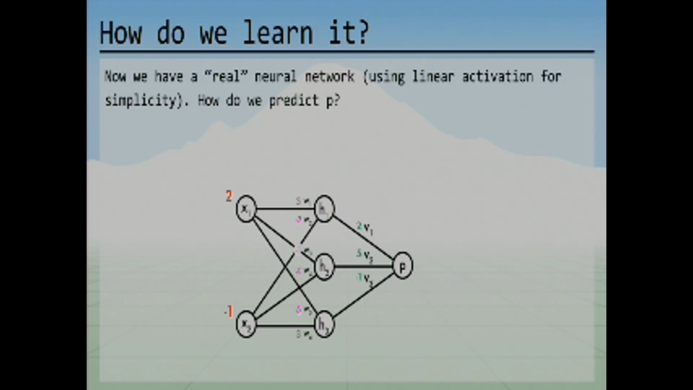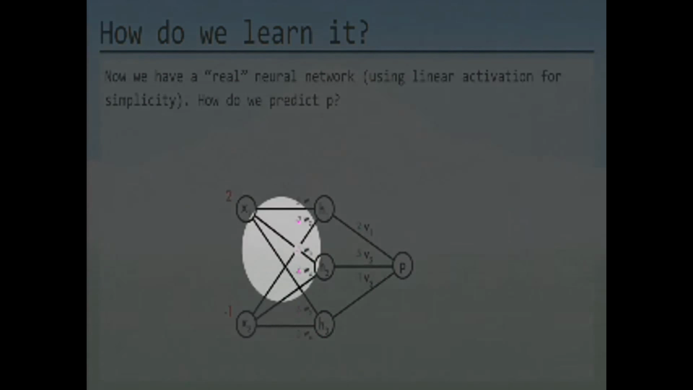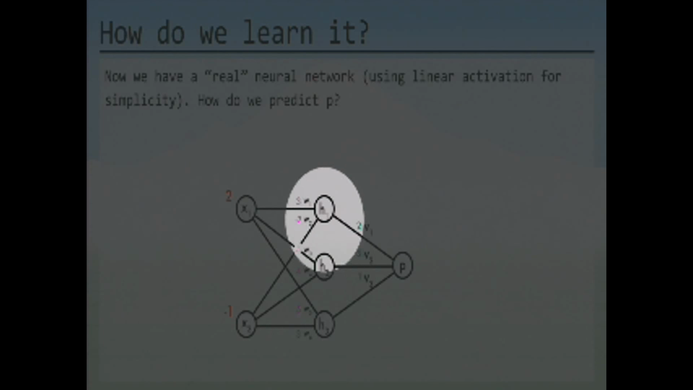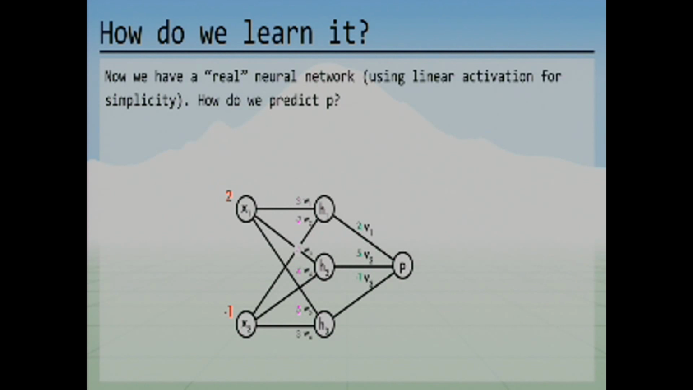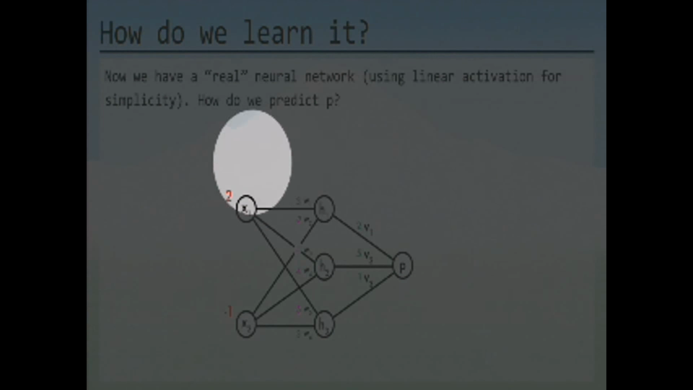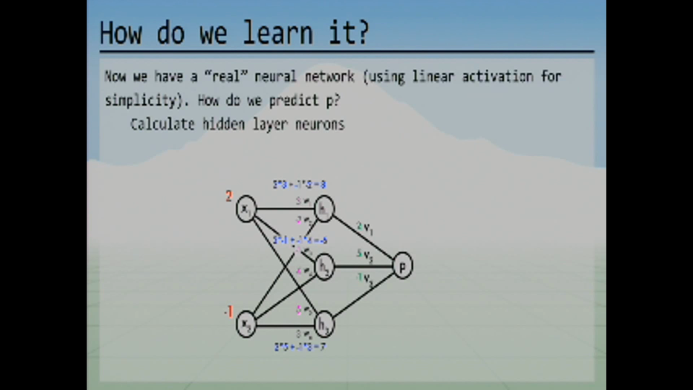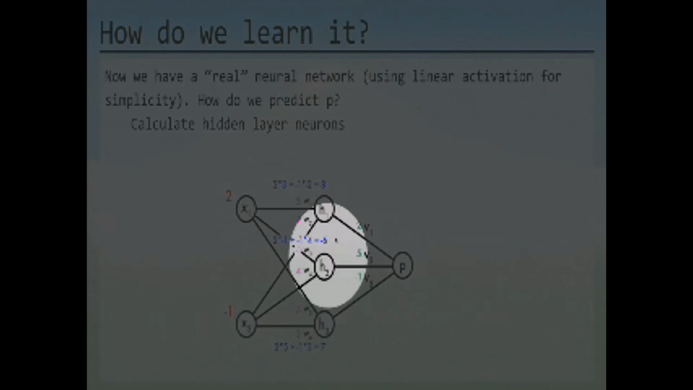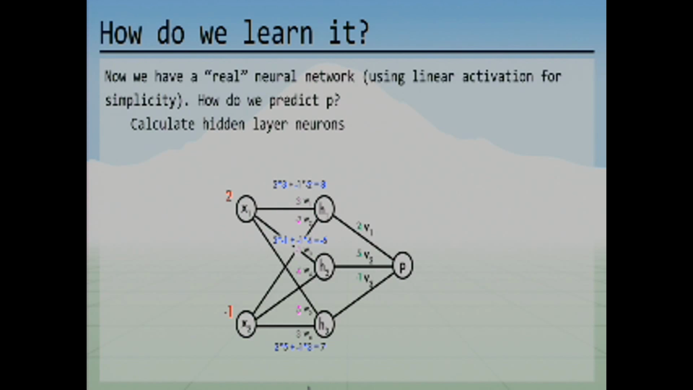So imagine that we have this neural network, and we're just going to use linear activations for right now. How do we predict our output p? We have some weights for w: 3, -2, -1, 4, 5, 3. We have some weights for v: 2, 5, and 1, -1. And we have some input to this model, 2 and -1. Well, first we're going to calculate the hidden layer neurons, which we're just doing with this weighted sum. So 3 times 2 plus -1 times -2, et cetera. It's pretty easy to see why our output is going to be 8, -6, and 7 for this hidden layer.